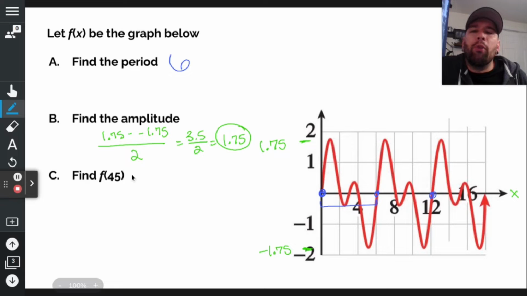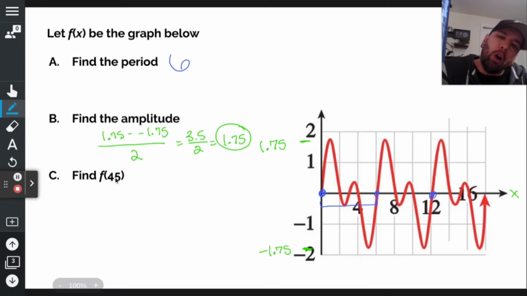Find f of 45. All right, so f of 45 means you go and find out 45. Well, I don't have it. So this is what you do. If I were to say, find f of 4, you would go to 4 and see it's 0. Easy peasy. If you were to find f of 1, you would go to 1 and see that looks like 1.75. Easy peasy.